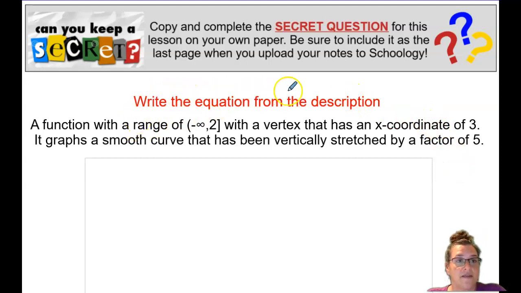Okay, so last but not least, here's the secret question for this lesson. You're going to write the equation from the verbal description below for a function with a range from -infinity to 2 inclusive. It has a vertex with an x coordinate of 3, it graphs a smooth curve that's been vertically stretched by a factor of 5.